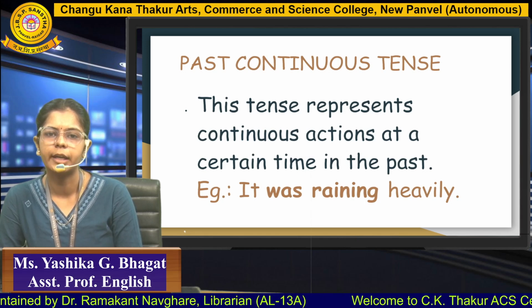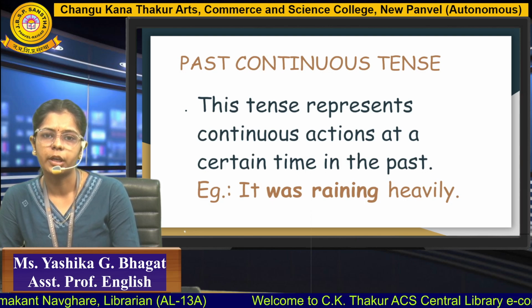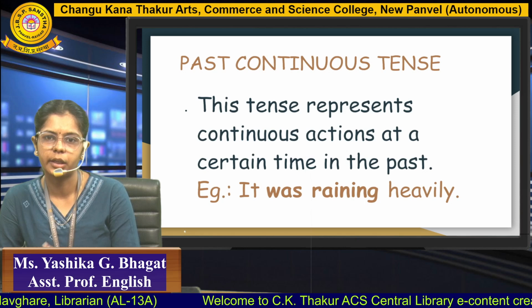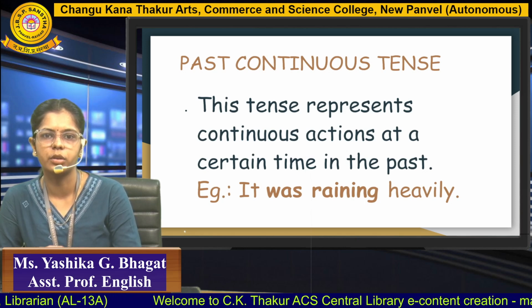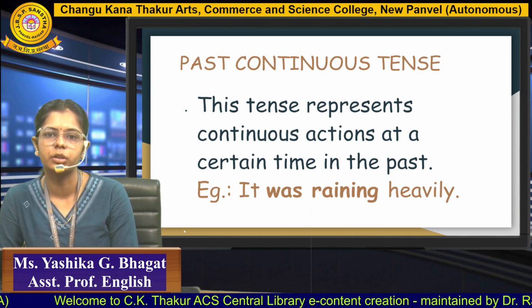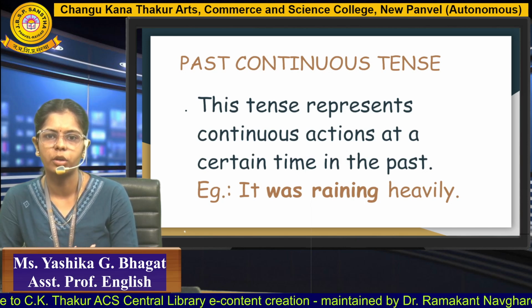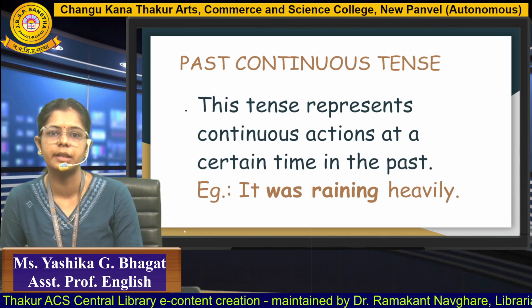For example, it was raining heavily. We aren't talking about the time over here. When was it raining heavily? Was it yesterday? Was it last year? Or in which month exactly? We are not talking about the time. But because of the verb and the helping verb, was plus raining, we understand that the sentence is in the past continuous tense.